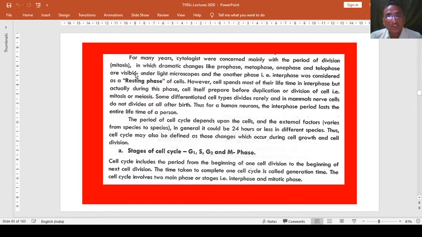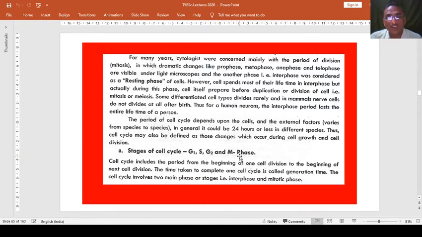So we will study these two stages, that is interphase, or growing phase, and dividing phase, the actual division phase. We can divide these two phases again into two different phases each, that is 4 phases for our convenience. So these are the stages of the cell cycle: G1 phase, S phase, G2 phase and M phase.